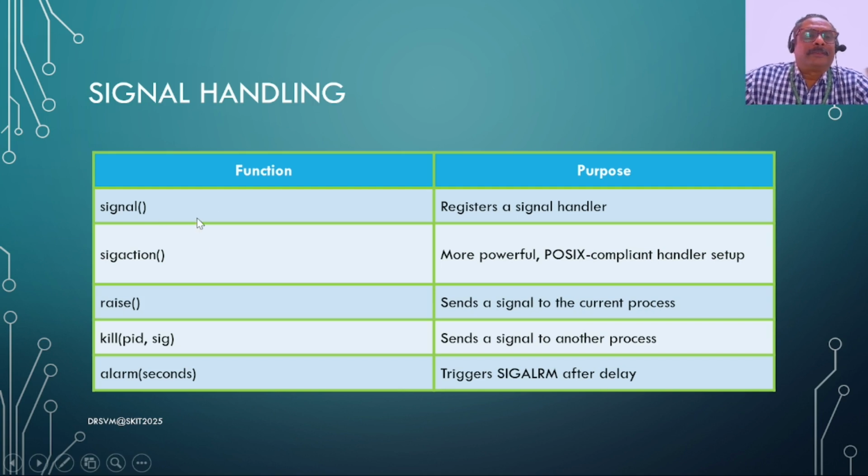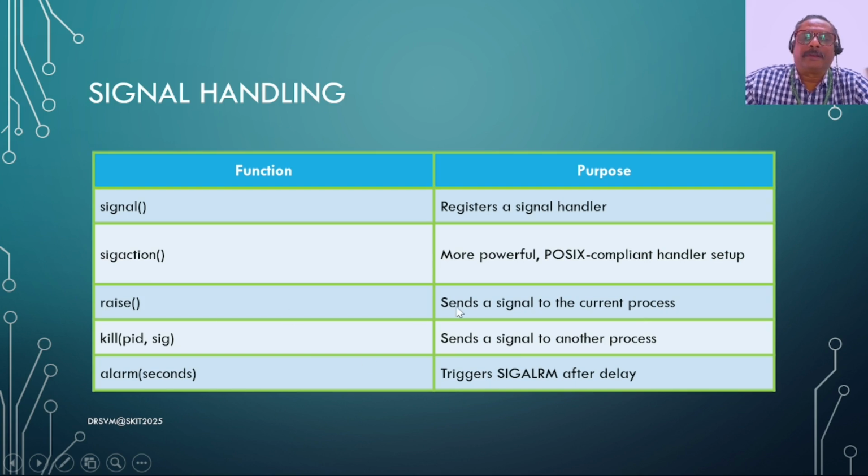So various functions. There is signal, that is to register a signal handler. Sigaction is the most powerful, the POSIX compliant handler setup. Raise sends a signal to the current process. Kill sends a signal to another process, and alarm triggers SIGALRM after a delay. So sigaction is the most powerful handler setup.